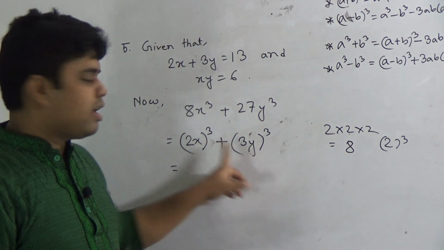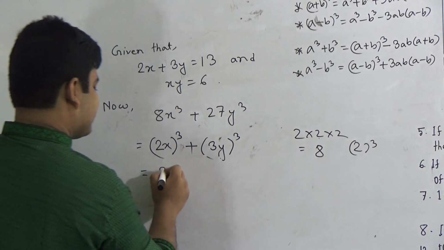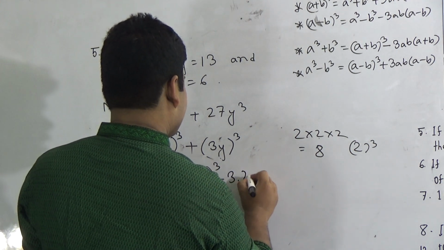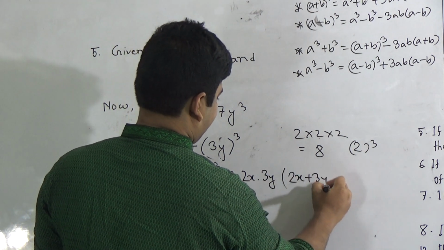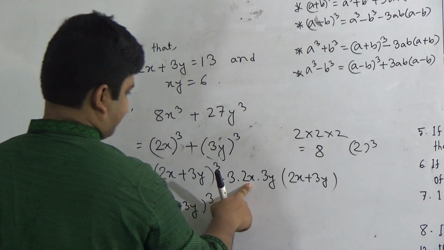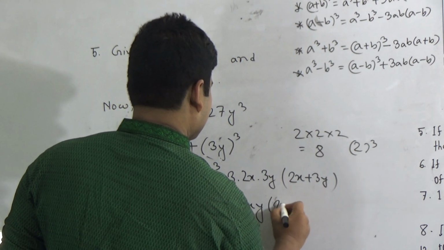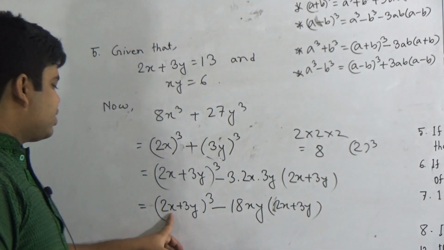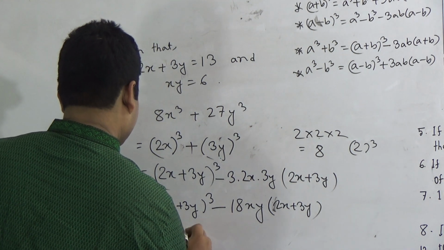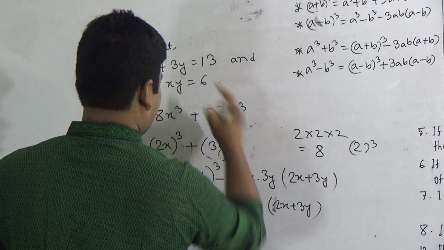A cube plus b cube formula. So what is the formula? A plus b whole cube minus 3ab into a plus b. Now write here, a means 2x and b means 3y. So it is 2x plus 3y whole cube minus 3 times 2x times 3y into 2x plus 3y. 3 twos are 6, 6 threes are 18, xy. Now my dear students, we put in the values of 2x plus 3y and xy. The value of 2x plus 3y is 13. So 13 cube minus 18 into xy value 6 into 13.